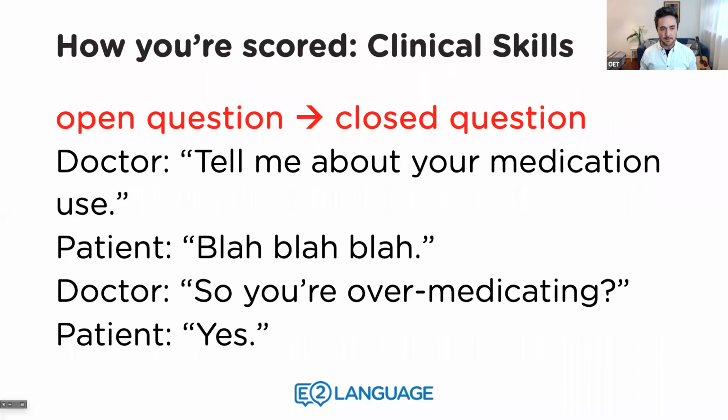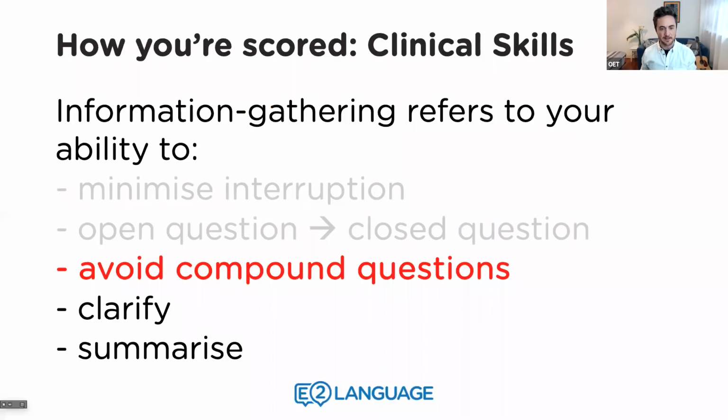So here are some examples. Doctor says, so tell me about your medication use. Open question. It's going to get the patient to talk. Patient says, blah, blah, blah. Doctor says, okay, so you feel like you've been over-medicating. Patient says, yes. Open question, closed question. This is a good strategy, okay? What you should do though is not just go open, close. You should go open, open, open, close. So really you're trying to find out, and then with closing it, you're confirming, okay? Think about it like that.